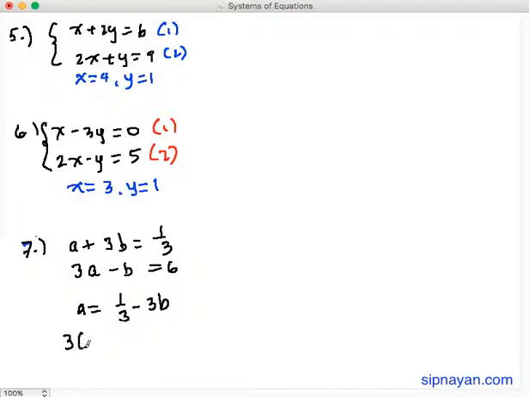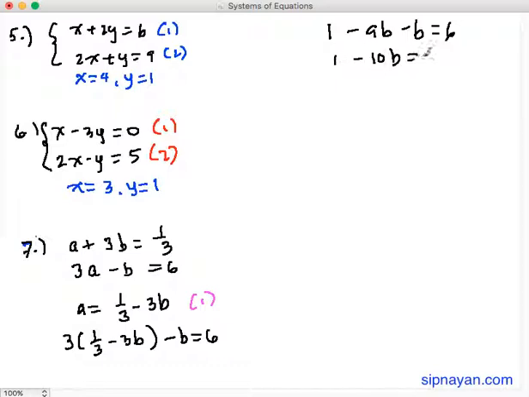This is from equation 1, and then we use equation 2. So 3 times a, which is 1/3 minus 3b. 3a pa lang ito, may minus b pa tayo dito, equals 6. Then 3 times 1/3 by distributive property is 1. Tatlong 1/3 ay 1. And then minus 3 times 3b, tatlong 3b ay 9b. And then minus b is equal to 6. So 1 minus 10b is equal to 6.